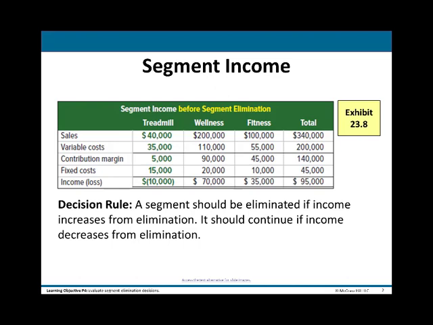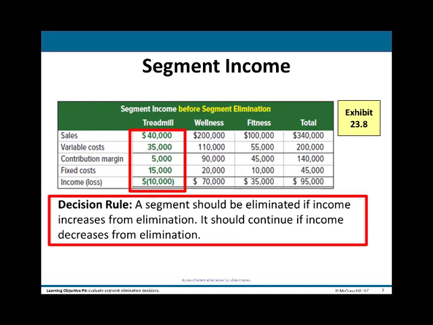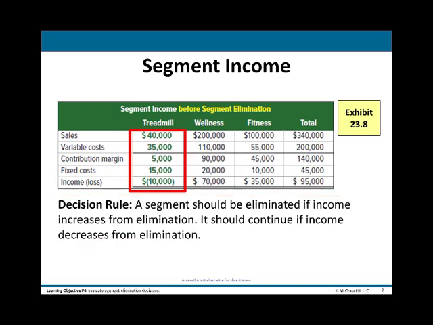In this example from your text, Fast Track reports results for 3 segments as you see on the screen. Total income is $95,000. However, the treadmill segment shows a $10,000 loss. Management is considering eliminating the treadmill segment. We need to be careful as some segment costs might be unavoidable even if the segment goes away. Remember what we will use to make the final decision. A segment should be eliminated if income increases from elimination. It should continue if income decreases from elimination. Let's take a look at how that might look.